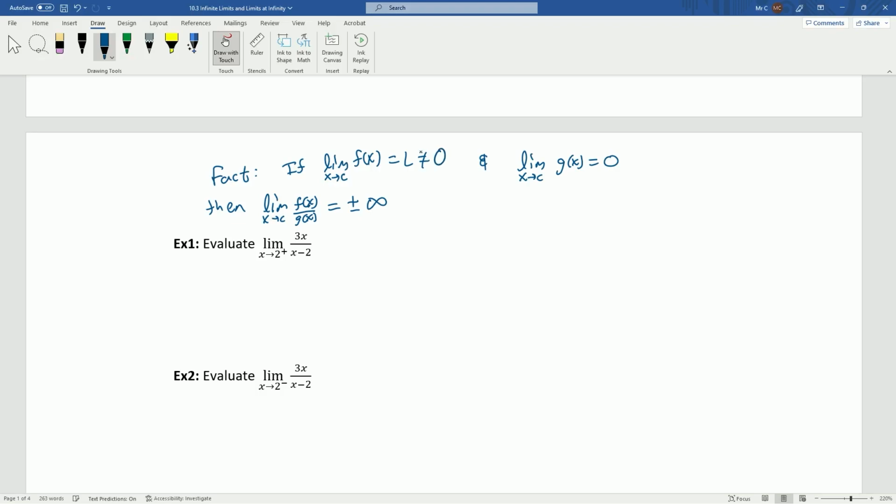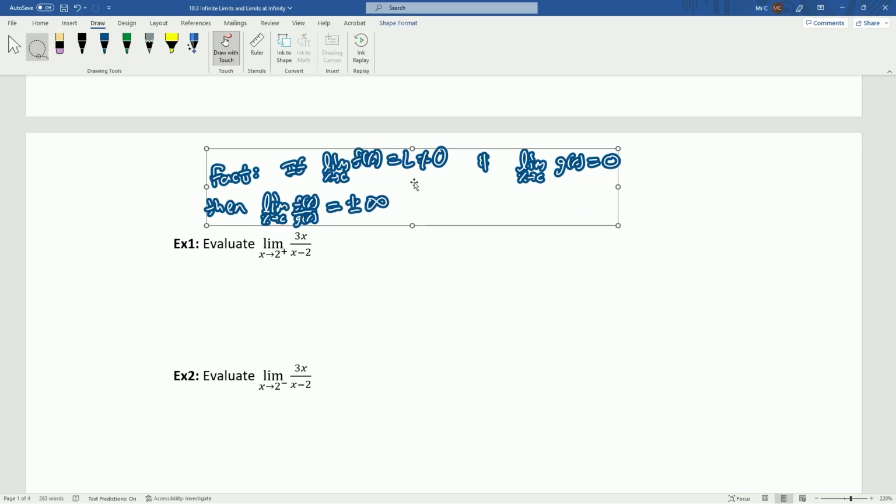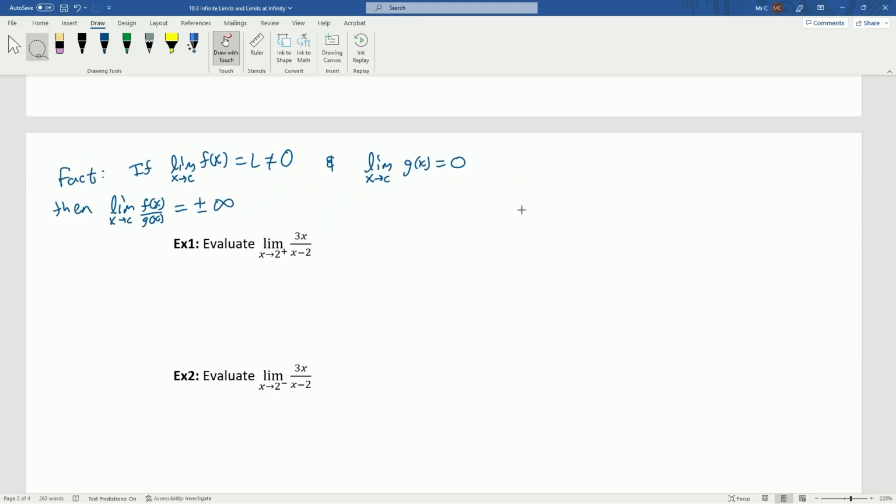If we get a numerator that's approaching a non-zero value and a denominator that's approaching 0, then we get some type of infinity, plus or minus. Now, how do we determine which type of infinity that is? We look at the signs, meaning the positive or negative values of the factors in the function. So let's take a look at this example.